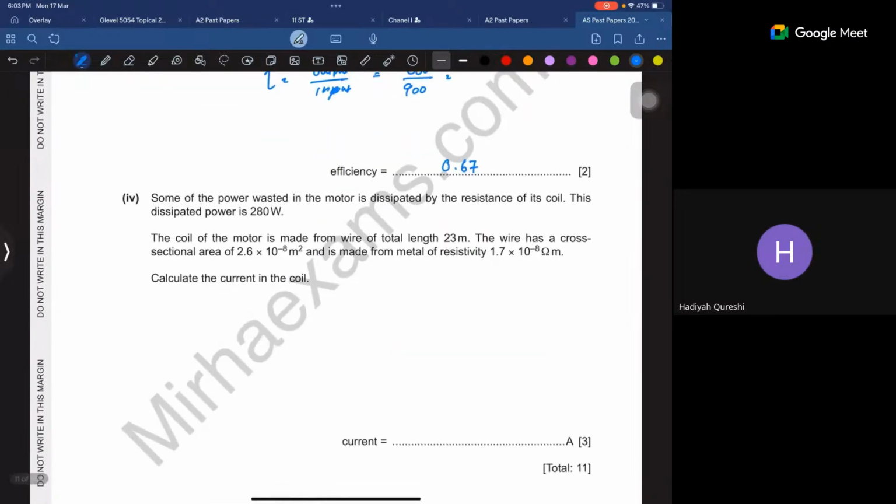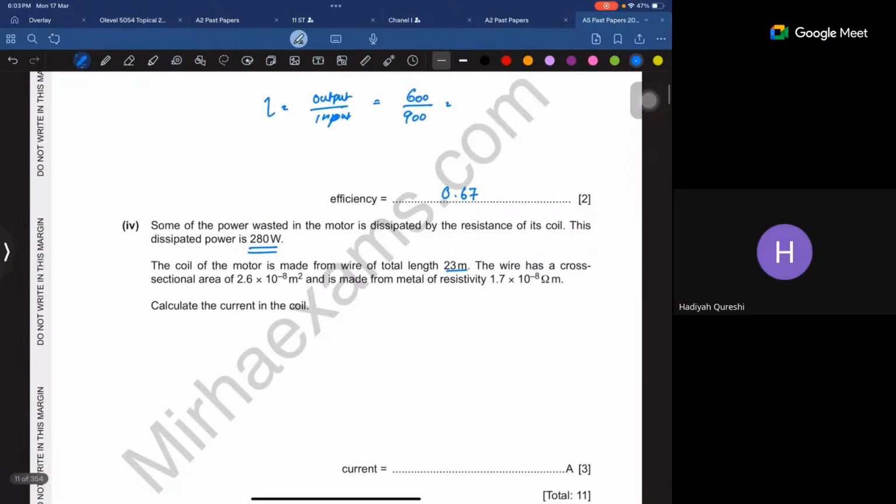Some power is wasted in the motor, dissipated by the resistance of the coil. The power dissipated is 280. The coil of the motor is made from wire of total length 23 meters, with a given cross-sectional area and resistivity. Calculate the current in the coil. Oh my goodness, I think we can do this. Resistance is rho L upon A, and resistivity is 1.7 times 10 raised to minus 8. Check if everything is in SI units. It is actually.